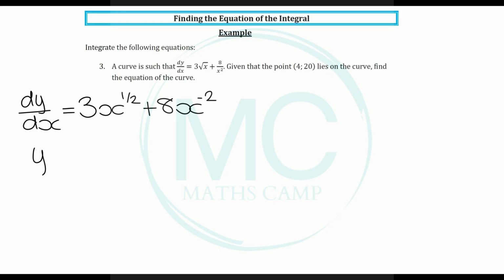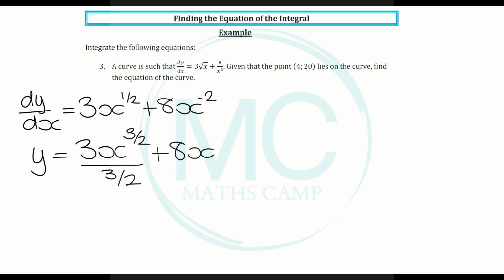So we're going to say y is equal to 3x with an exponent of 1 over 2 plus 1 gives us 3 over 2, all over 3 over 2, plus 8x. Negative 2 plus 1 gives us negative 1, all over negative 1. Now we can tidy this up.